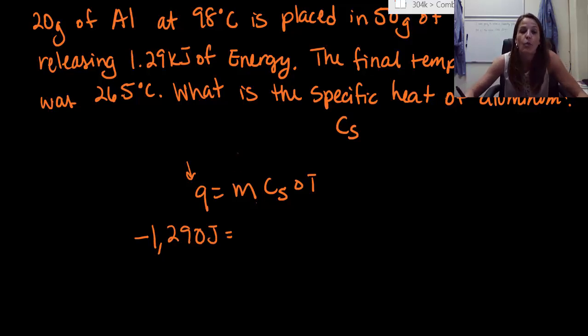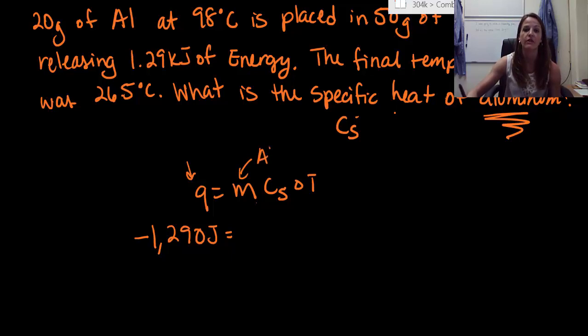Now, what mass are we, what is our system? The most important thing you can do here is assign a value to your system and be consistent. So we're looking for our specific heat capacity of the aluminum. So our mass has to be of the aluminum. If you put the mass of the water there, it's not going to work. So we have 20 grams of aluminum. We're solving for the specific heat of our aluminum.